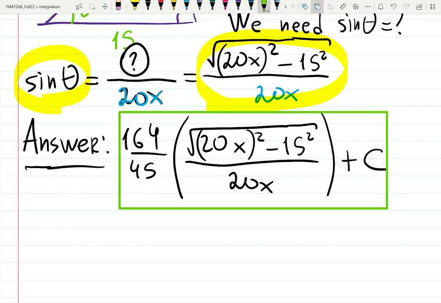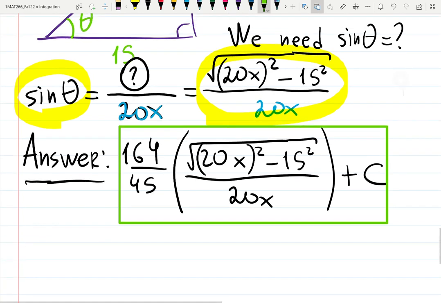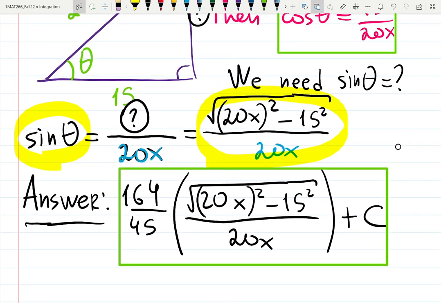That is why the answer in terms of theta was too simple. 164 over 45 sine. That sounds suspicious. Why would we have sine out of such a complicated integral? Because it was not the final answer. For the final answer, you have to go back to the polynomials and square roots we started with. Now, that is a decent answer for this problem. And it took me 25 minutes to explain it.